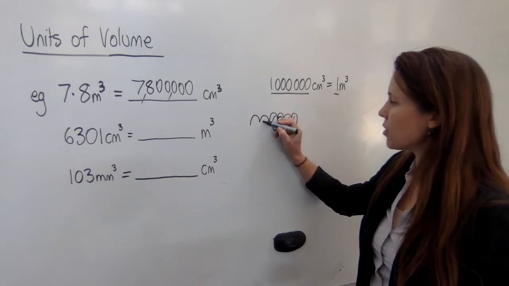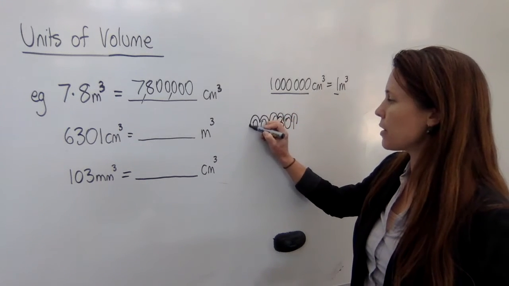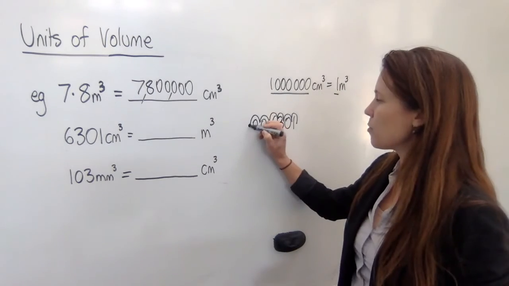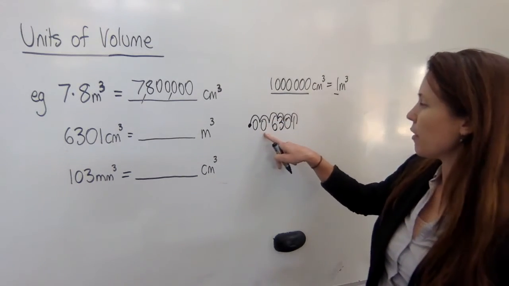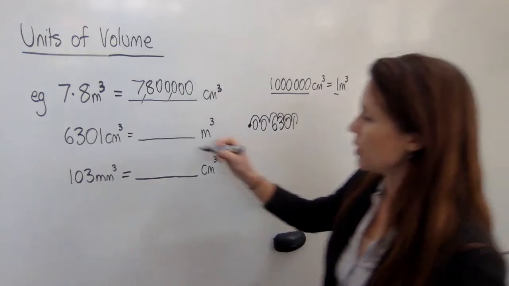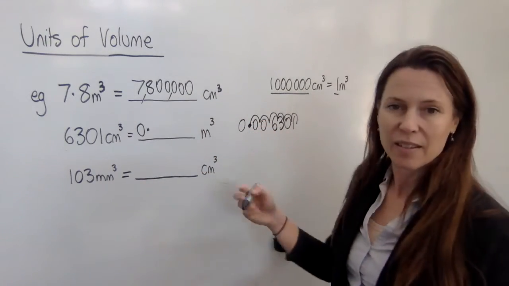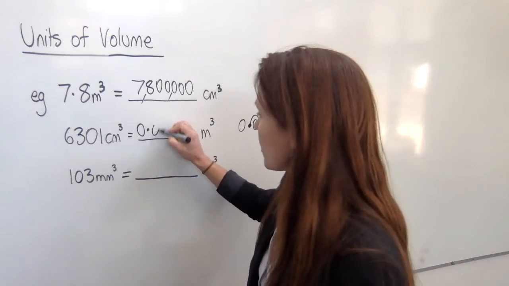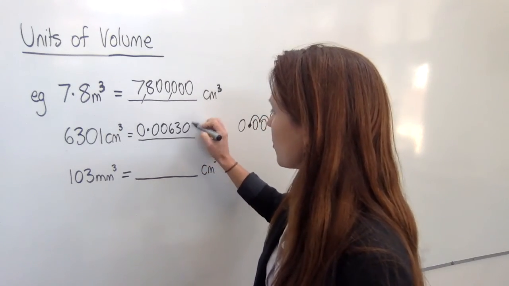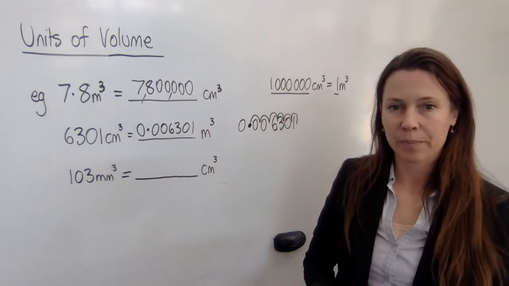Now, when you get nothing to jump over, put your zeros in as placeholders, and the decimal needs to sit in front of 2 zeros with a 6301. Now, if you like, you can put a 0 at the beginning, because that's nothing: 0.006301, and there's our answer.